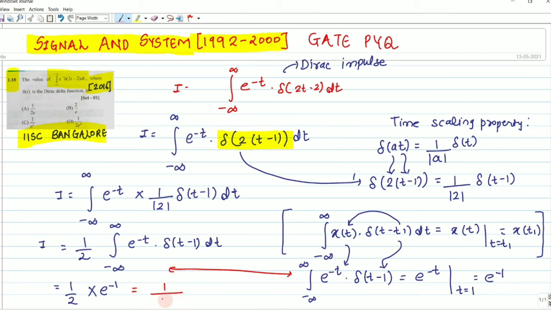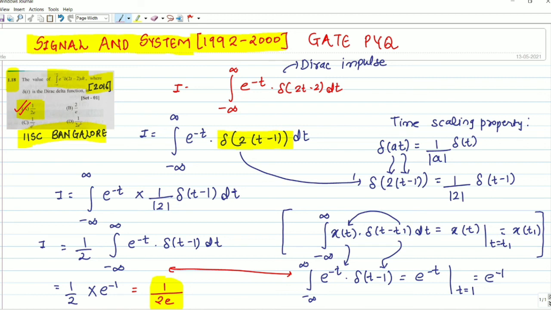Our final answer will become 1 upon 2 times e raised to power minus 1. Let me highlight this answer. Our final answer is 1 upon 2e. Understood this part? Let me check which option is the correct one from the given options. I think option A is correct because it matches our answer. Our final answer will be 1 upon 2e. This is a very easy question.